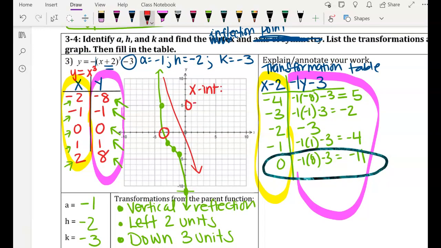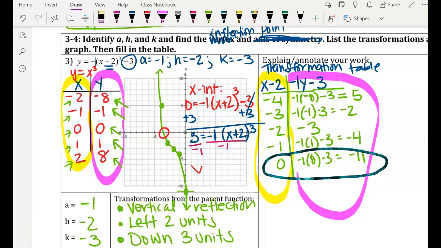So 0 equals -1 was in the front, and then x plus 2 to the third power, and then minus 3. So step number 1, add 3 to both sides. So that's 3 equals -1 times a quantity, x plus 2 to the third. Next step, we are going to divide both sides by -1.